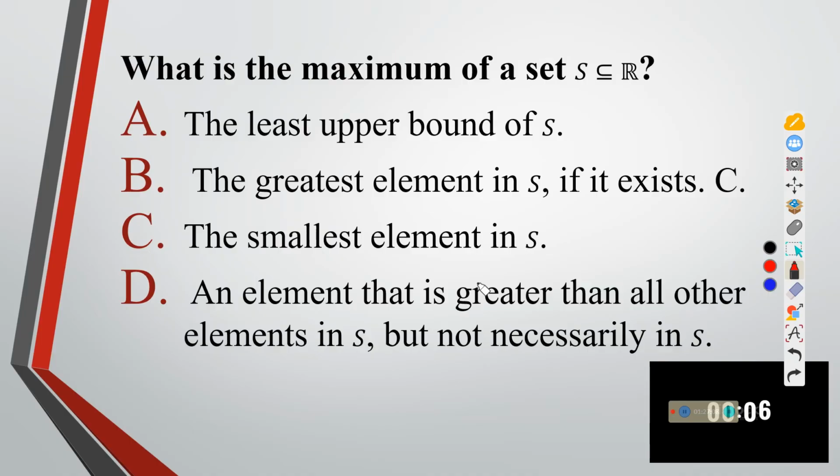Okay, so let us look at the answer for this. The maximum of a given set is the greatest element in that set. So the greatest element in S if it exists. So that will be the answer. The least upper bound is about the supremum, but as we can see, it is not necessarily the case that the least upper bound will be the greatest element in that given set. So the maximum of a set S is the greatest element in S if it exists.